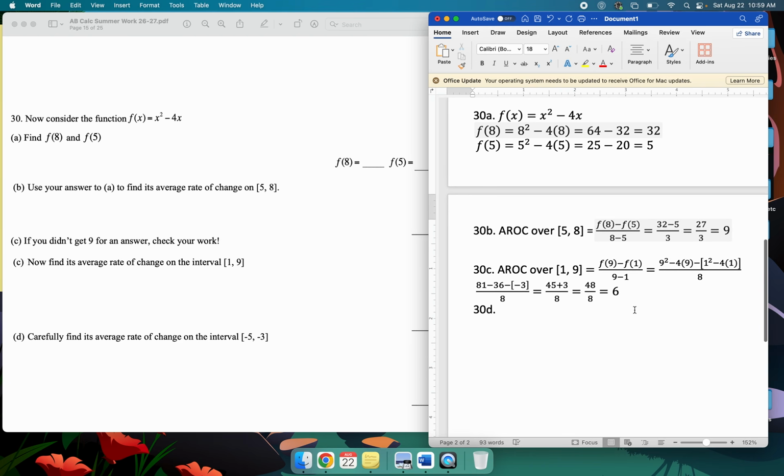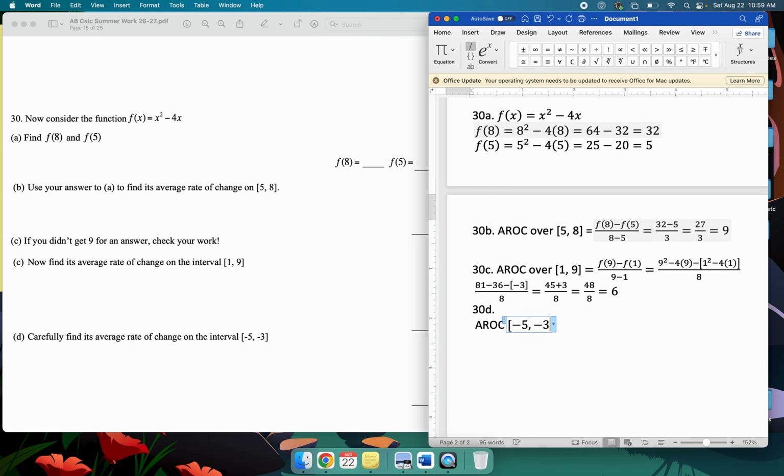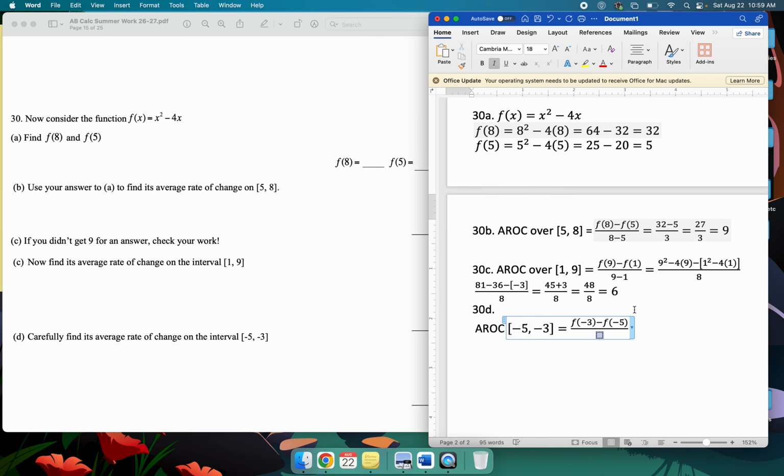So same thing, but again, we're going to do it over yet another interval. So that would be f of negative 3 minus f of negative 5 over negative 3 minus negative 5. So a lot of double negatives happening here.